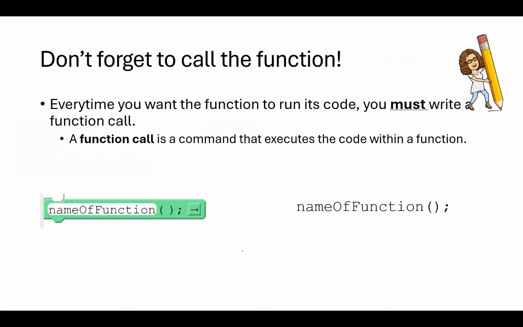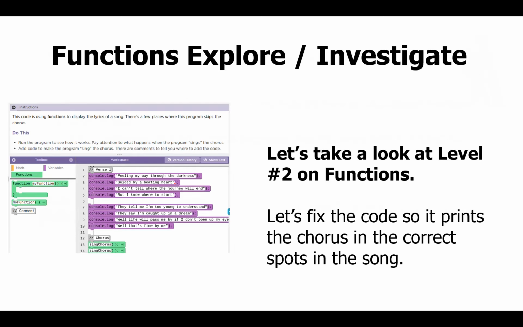A function call is just a command that executes the code within a function. Literally all it is is the name of the function, parentheses, and then a semicolon. So let's say I have a function named Bob, I would say Bob, parentheses, semicolon, just like that. What would happen then is it would call the function Bob, run that code, and then come back from where it was. Okay, we're going to take a look at level 2 on the functions. There should be a link on Classroom that'll take you there. So if you want to go there quick and then catch up with me here.